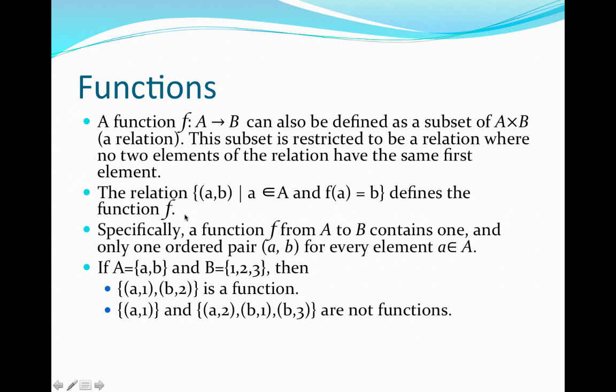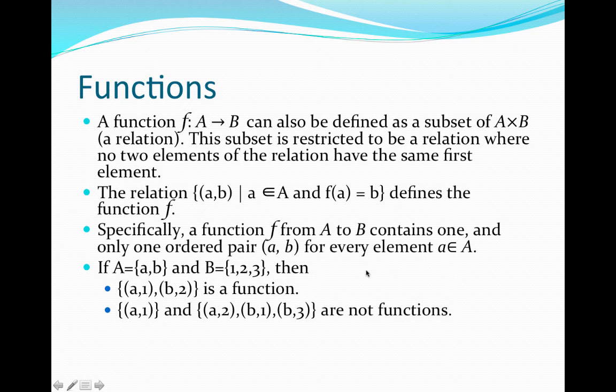So in particular, we could define a relation in set notation like this. It's a set of ordered pairs (a, b), where a is an element of A and f(a) is equal to b. So b is actually the image of a under the function f. And moreover, we have the condition that the function from A to B contains one and only one ordered pair (a, b) for every element a in A. So let's look at an example.